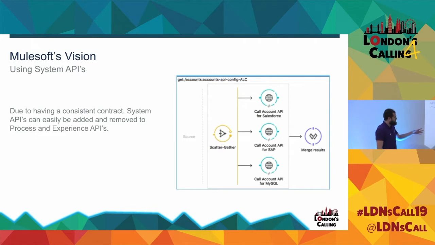So, using system APIs, how does that make it easy? Inside of here, we've got a scatter gather. So this is a process API, let's say. We can see that we're calling three different system APIs, one for Salesforce, one for SAP, and one for MySQL. If we decide that our database, our MySQL one, we're not using that anymore, we're using something else, we can just take that system API out, and drop in the new system API that we want to work from. And then it'll pick up that information without you having to do anything else, because they are all using the same contract.